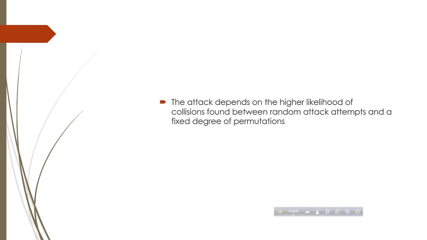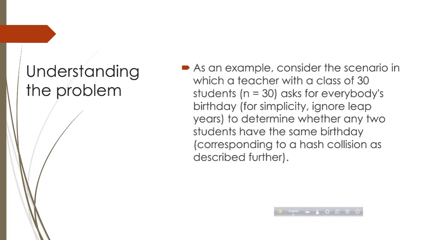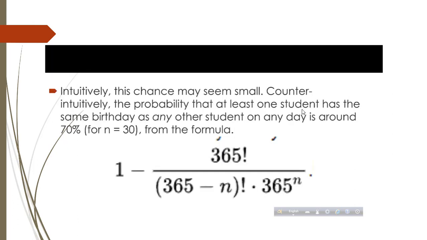Understanding the problem, we can take an example. Consider the scenario in which a teacher with a class of n students, here n could be 30, asks for everybody's birthday. For simplicity, ignore leap years. To determine whether any two students have the same birthday corresponds to a hash collision, as described further. Intuitively, this chance may seem small.